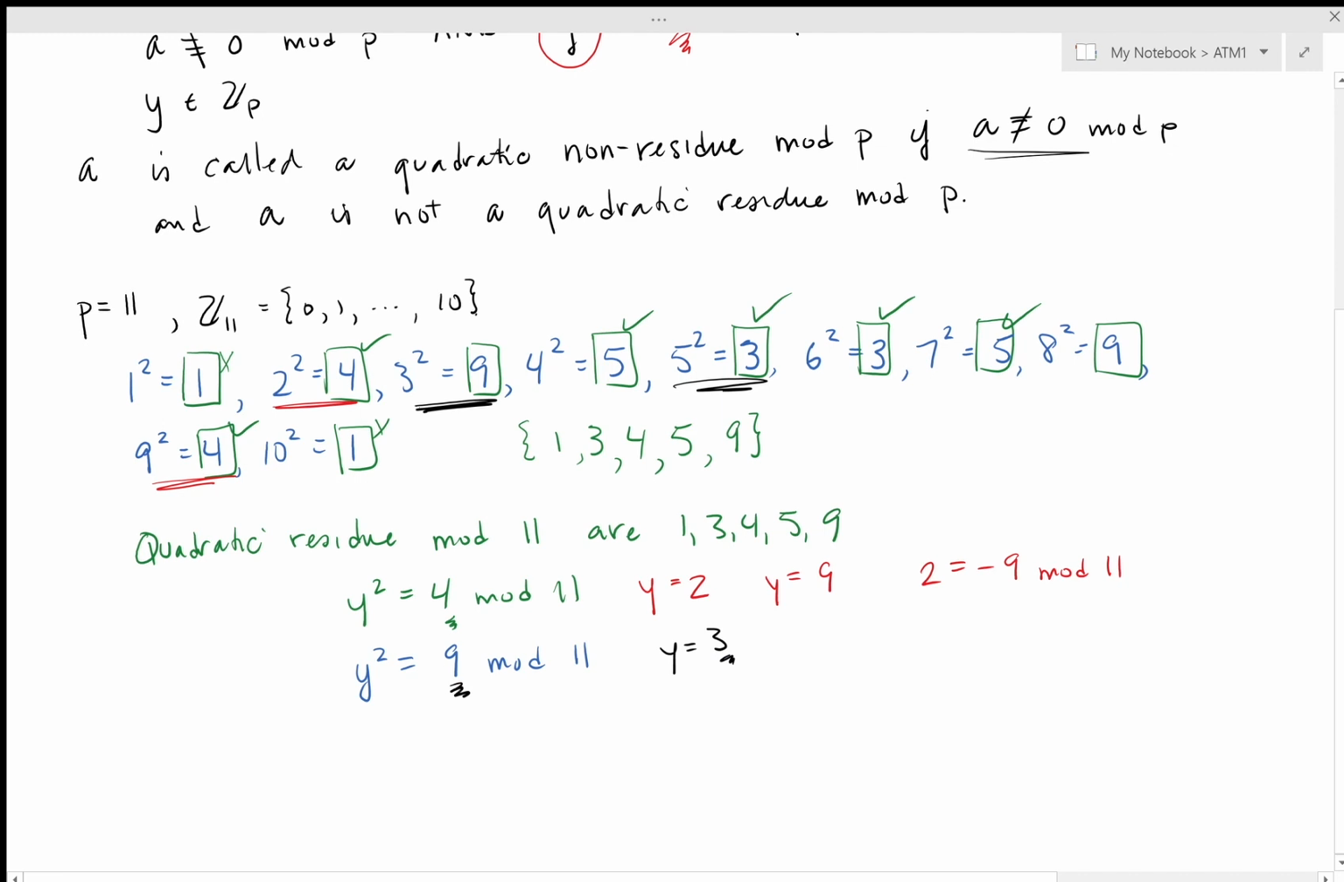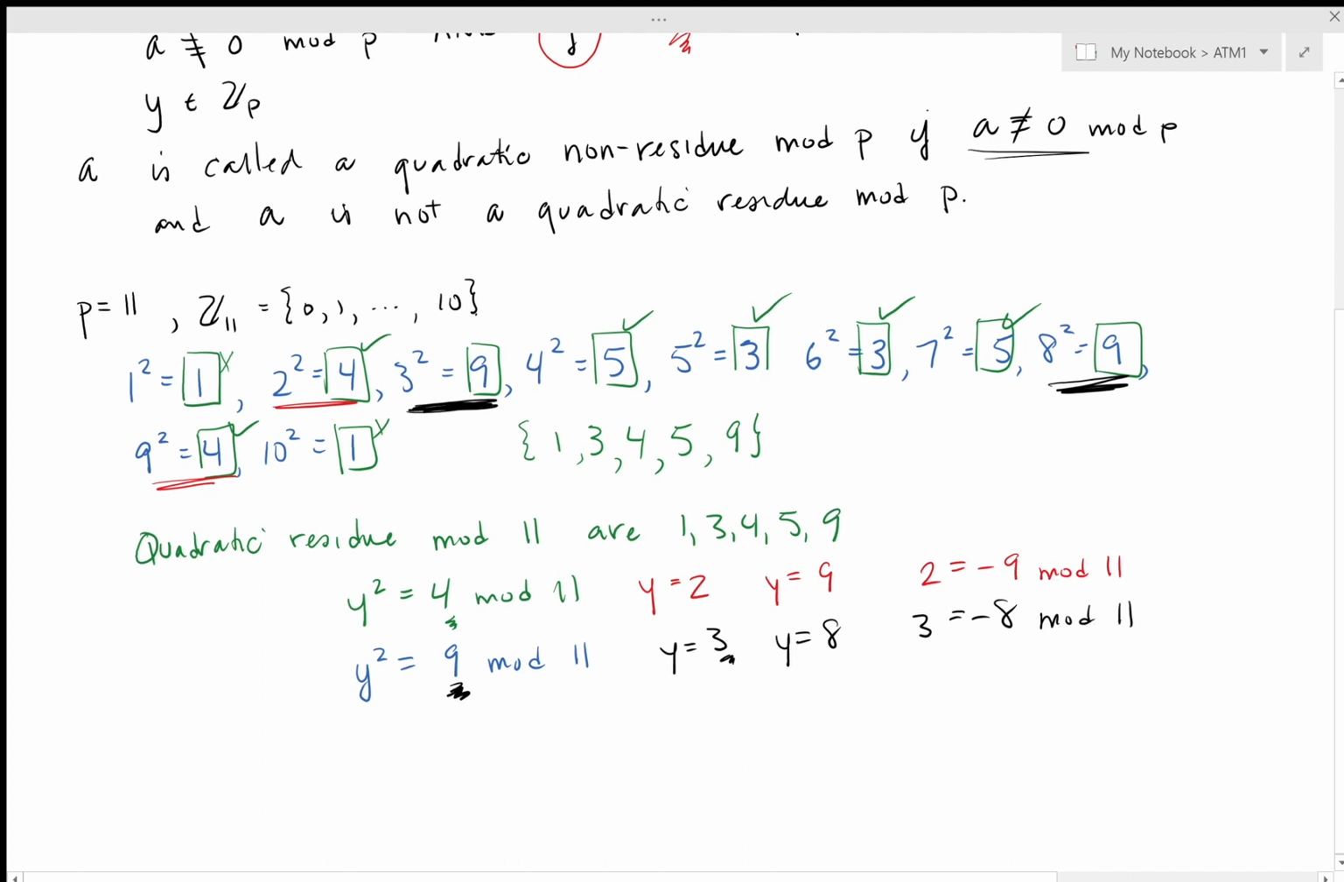Okay, for what numbers is y squared equal to 9? 3, and then where, this is not correct, where is it also equal to 9? It's right here. Y is equal to 8. Because 8 squared is also 9. And I also am going to notice here, just in passing, that 3 is equal to minus 8 mod 11.